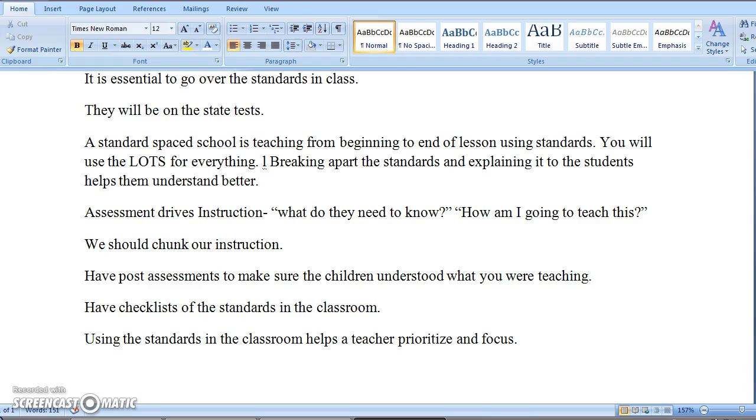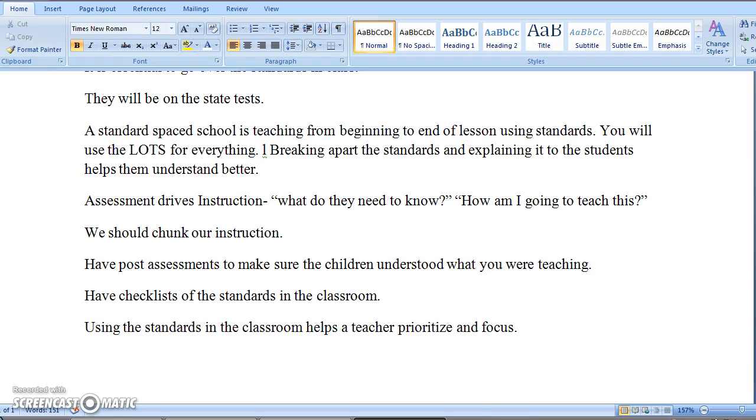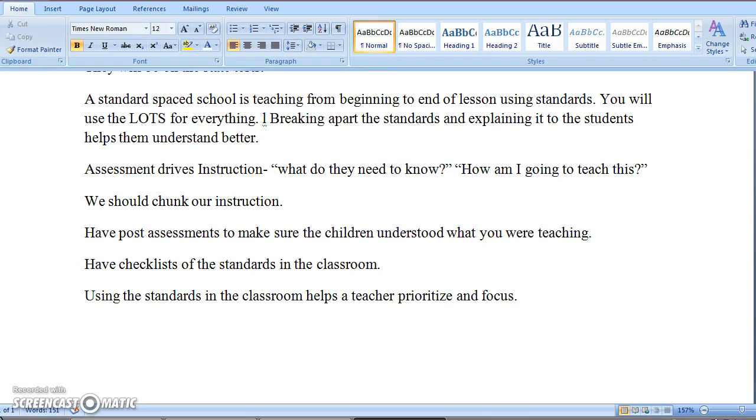Breaking apart the standards and explaining it to the students helps them understand that better, or understand what they mean and why they're even learning them. Assessment drives instruction is, what do the students need to know? How am I going to teach this to my students? It's a way of learning how to do everything that you need to be doing as a teacher.